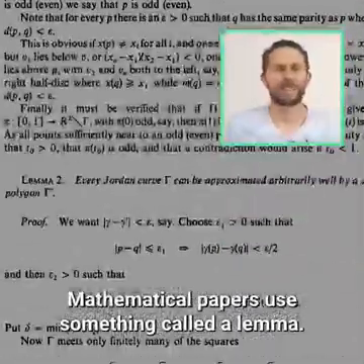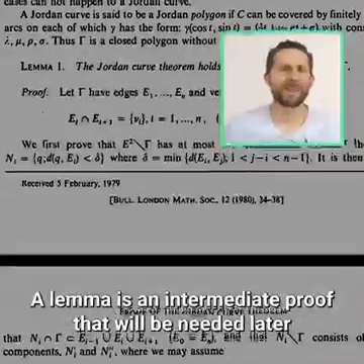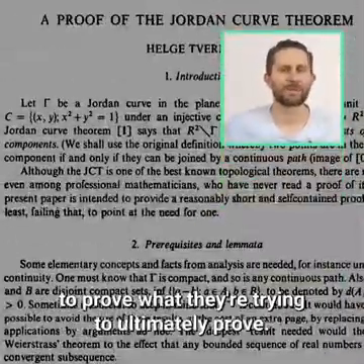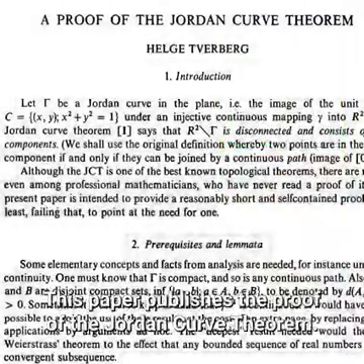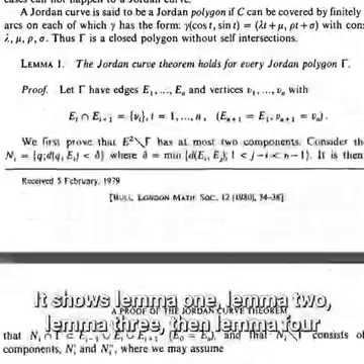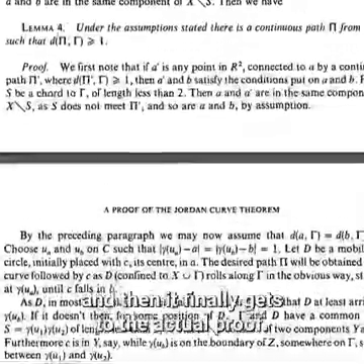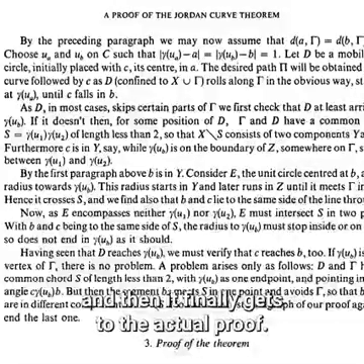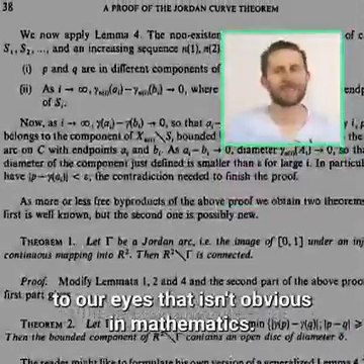Mathematical papers use something called a lemma. A lemma is an intermediate proof that will be needed later to prove what they're trying to ultimately prove. This paper publishes the proof of the Jordan curve theorem. It shows lemma 1, lemma 2, lemma 3, then lemma 4, and then it finally gets to the actual proof. This is all to prove what we can instantly see with our eyes. So sometimes things are obvious to our eyes that isn't obvious in mathematics.